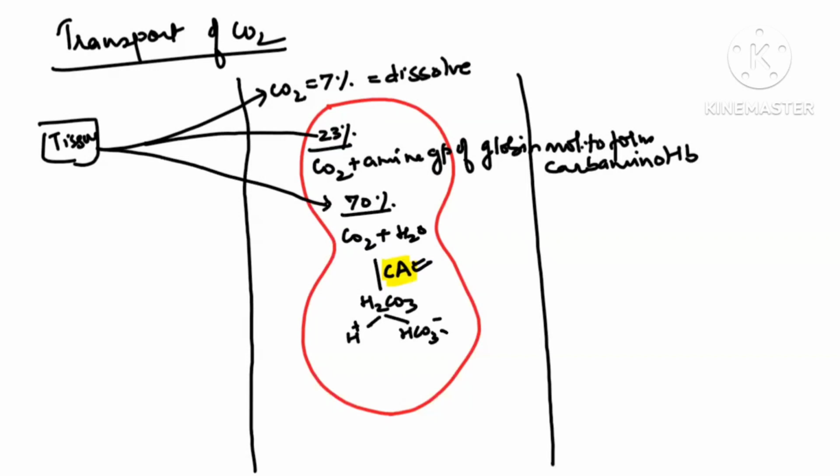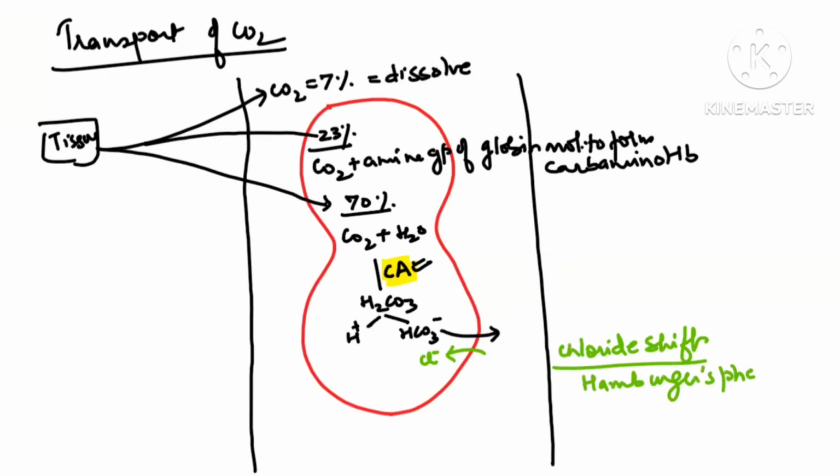Clear, beta? Now HCO3- will go out, and to maintain electroneutrality, chloride will come inside. This is known as chloride shift. Chloride shift is also known as Hamburger's phenomenon.